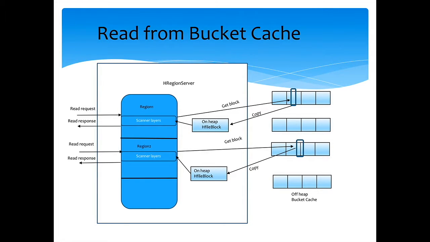So just trying to picturize things. We have the bucket cache here, which is off-heap. We can have one HFile block in one byte buffer itself, or it can span across two byte buffers also. Whatever be the case, we had to copy it temporarily to a byte array, create an HFile block, and pass it to the scanner layers, which will do all the work of finding the cells which need to be returned.